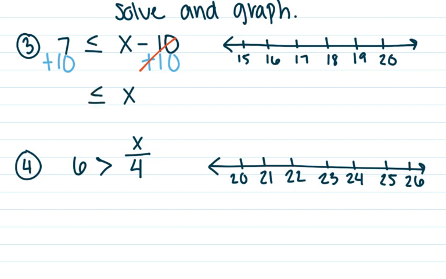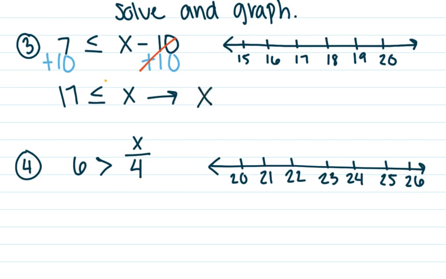Okay, and then 7 plus 10 is 17. Now notice the way that this is written. It is number, symbol, letter. We do not want it written that way. We want it to be written letter, symbol, number. So real quick, I'm going to rewrite this. X is going to come over here and be first.